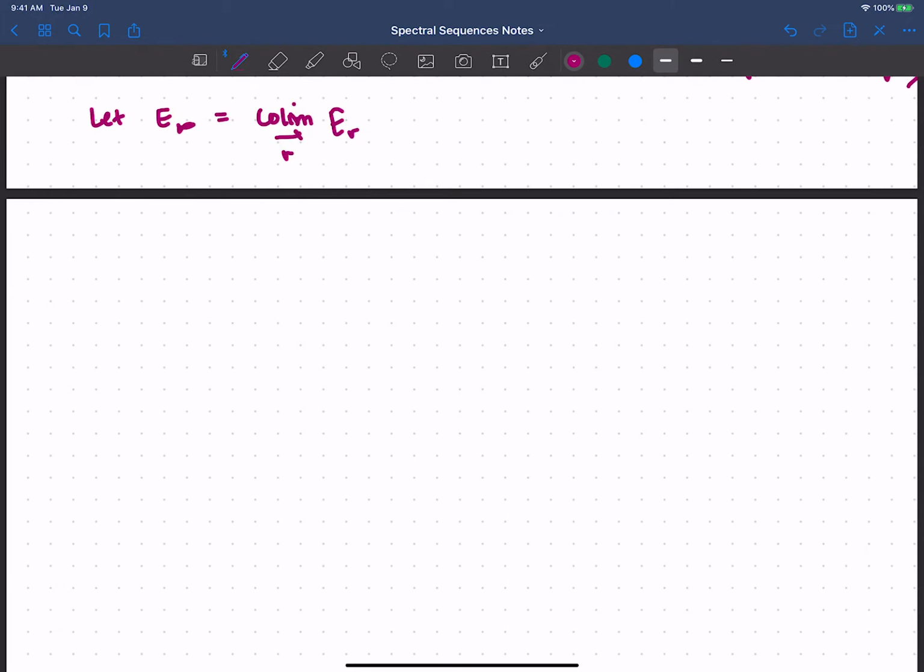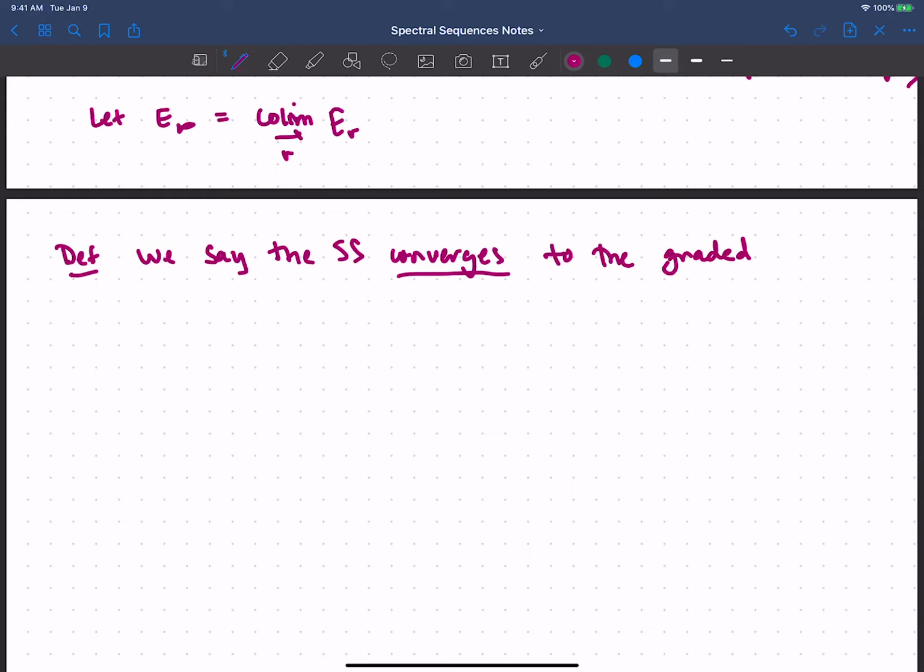Okay, so we say the spectral sequence converges, and what does it converge to? It's going to converge to a graded module. So the graded R module, let's call it M. And now here I'm grading on the integers.